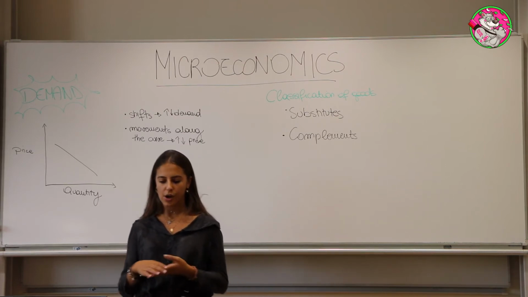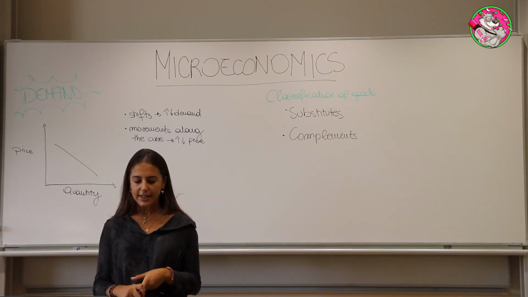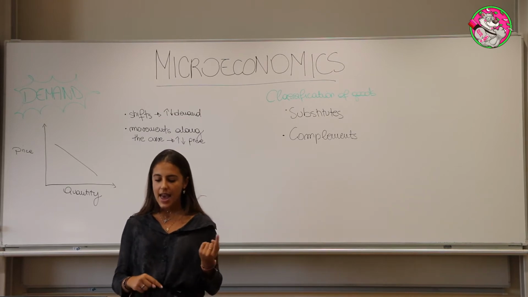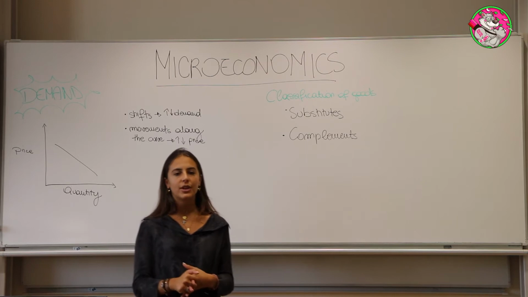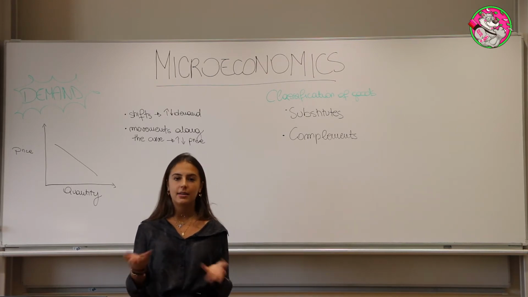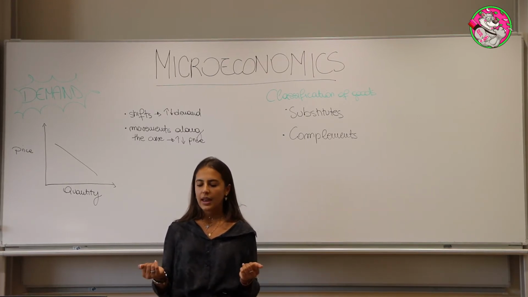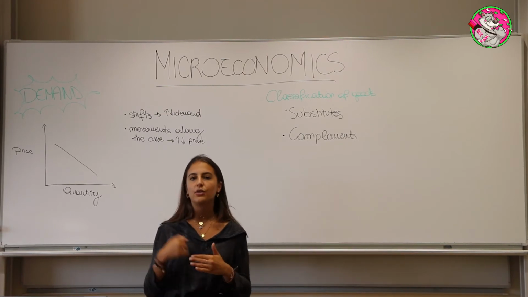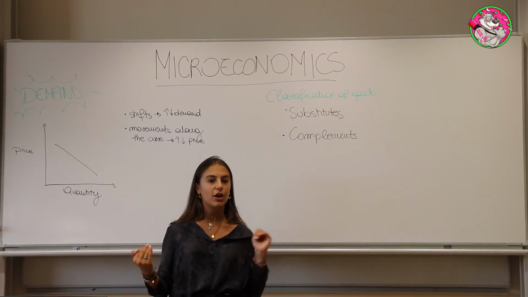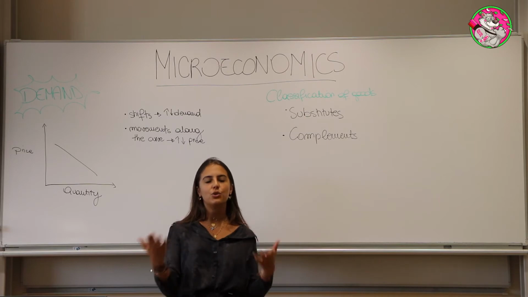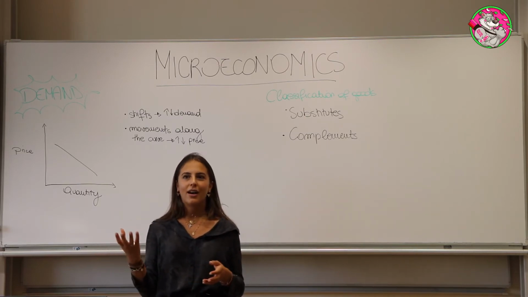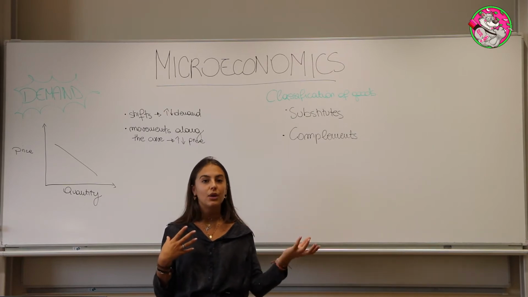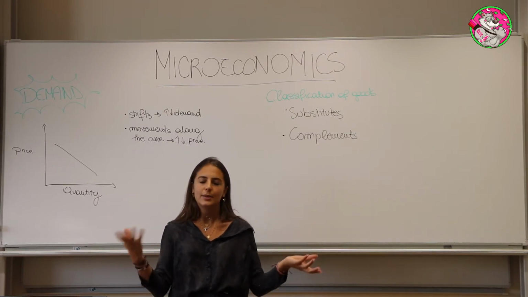While two goods are complements if the price of one good rises and the demand for the other good falls. An example for this could be cereals. So if the price of cereal rises, then the demand for milk will fall, because usually you eat cereals with milk. So if cereals are too highly priced, then fewer people will buy milk.